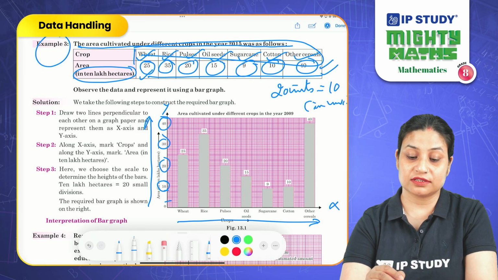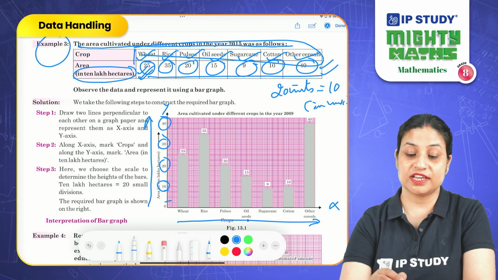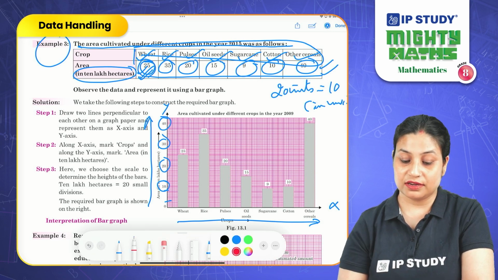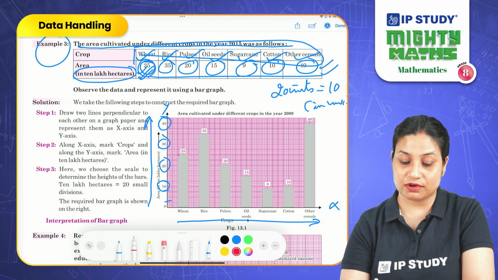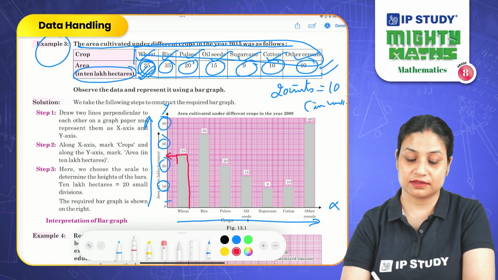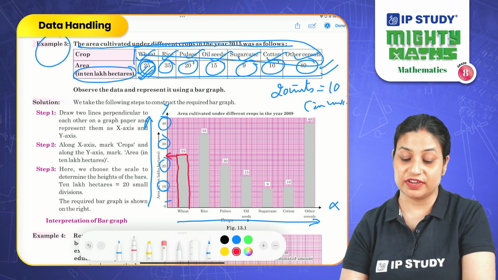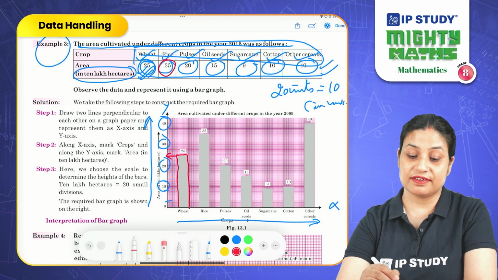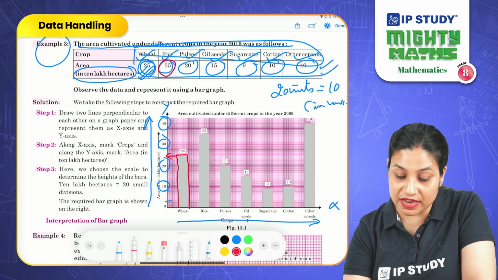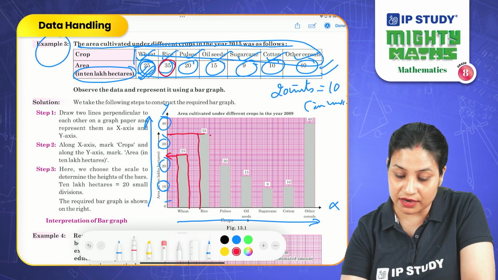So for wheat, how much area is given? 25, right? So we have to draw a bar graph till 25, like this. So you have drawn a bar graph over here for wheat. Similarly for rice, it is given 35. So just read 35 over here. 35 is here. So you have drawn another rectangular bar like this over here, right?